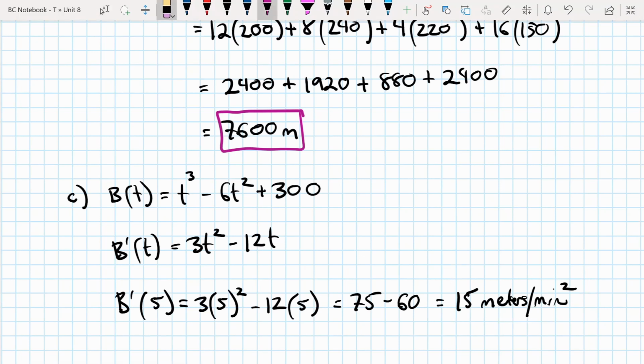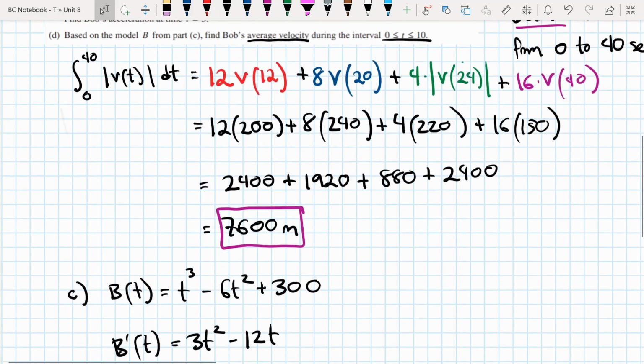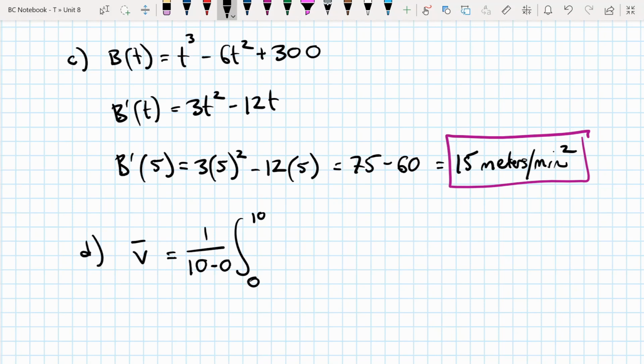All right, and let's wrap up this question by going through letter D. And this will wrap up the video as well. So letter D wants us to find the average velocity. We're given the velocity, we want to find the average velocity from 0 to 10. Similar to what we talked about before, the average velocity, I'll write it as v with a bar above it, is going to be 1 over 10 minus 0 times the integral from 0 to 10 of t cubed minus 6t squared plus 300 dt. We're just going to evaluate this integral. That's going to tell us what the average velocity is.